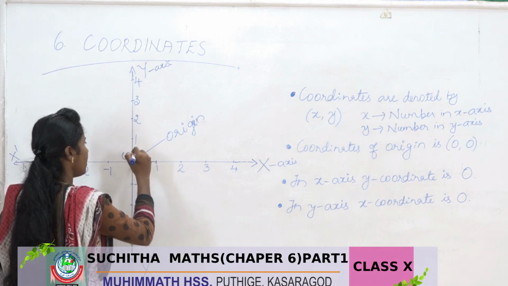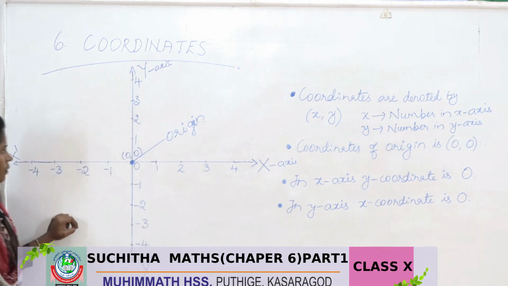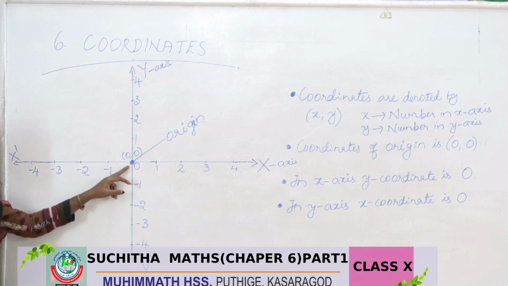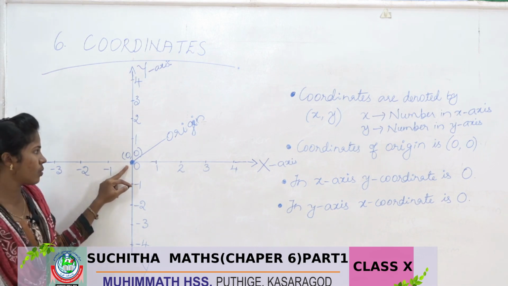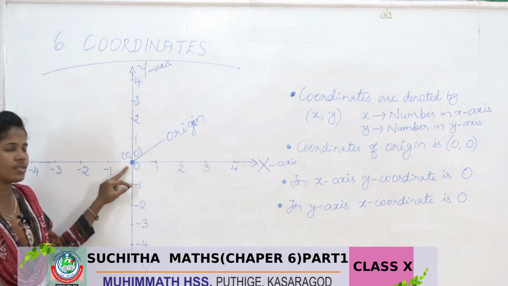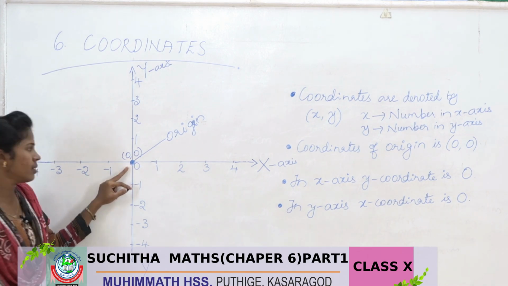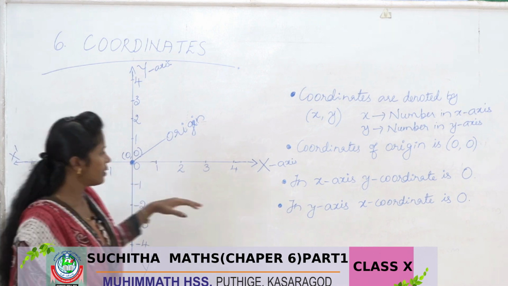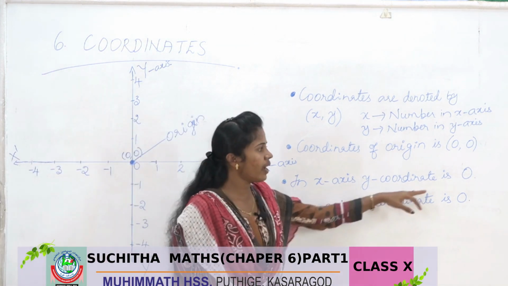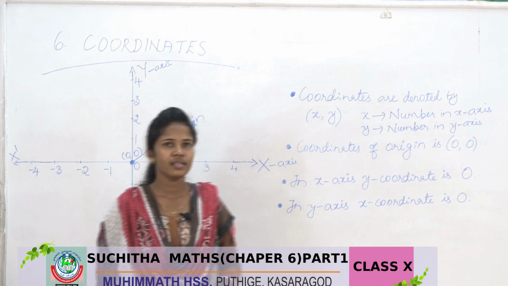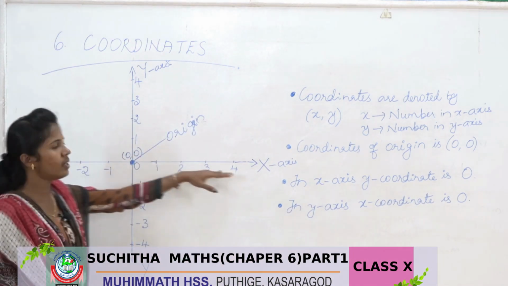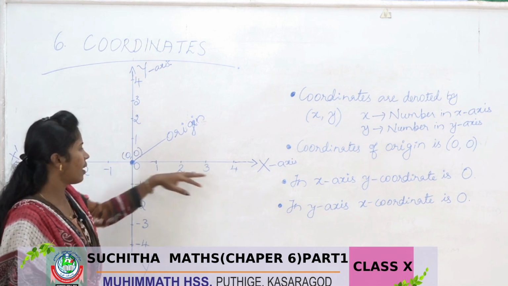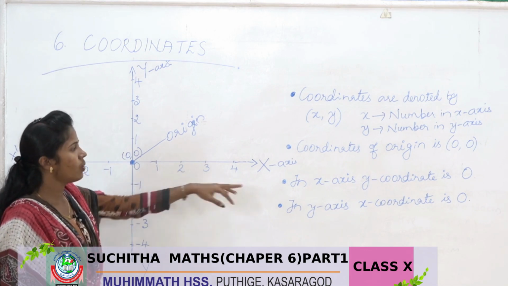The x coordinate is 0, the y coordinate is also 0, because the two axes intersect at 0. So the coordinate of the origin is 0, 0. And on the x-axis, the y coordinate is always 0. The x-axis means the horizontal line. On this line, the y coordinate is 0.